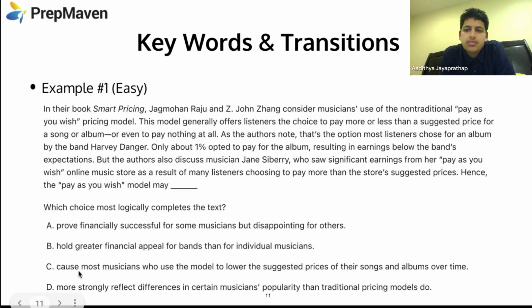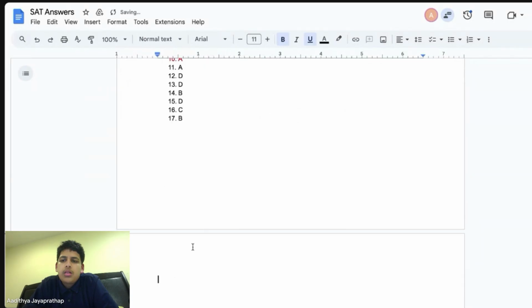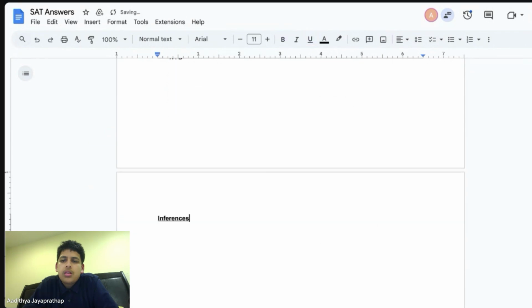Okay, let's look at C now. The model may cause most musicians who use the model to lower the suggested price of their songs and albums over time. Okay, this is kind of an important idea. There's only like two ways that answers will be incorrect here. Okay.